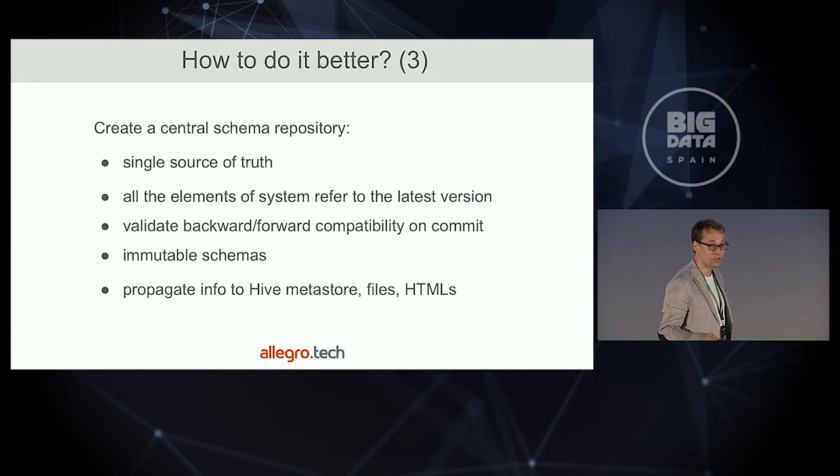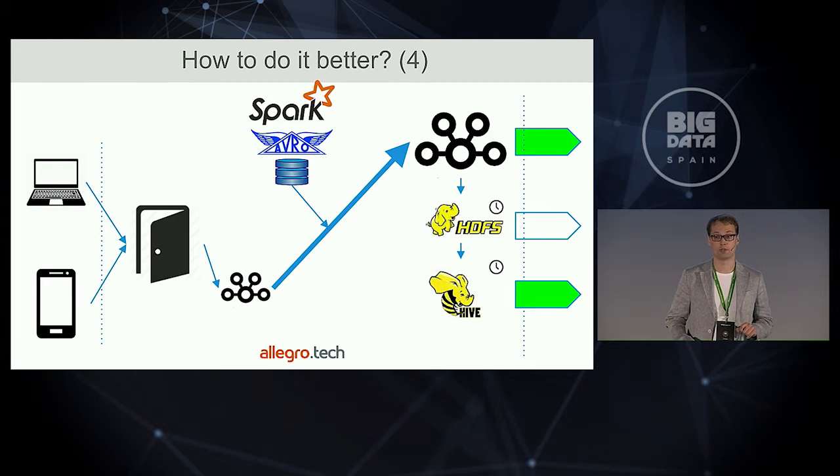And information from this repository is propagated only one way to other things. For instance, the Hive metastore. We copy all the column descriptions to the table description. So every time you enter Hue, you can see this data. And we also generate HTML documentation out of this. So it's really, really cool thing to have.